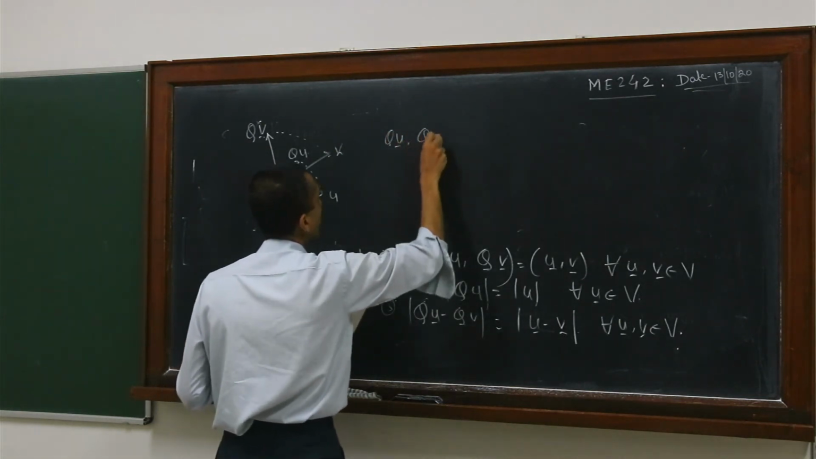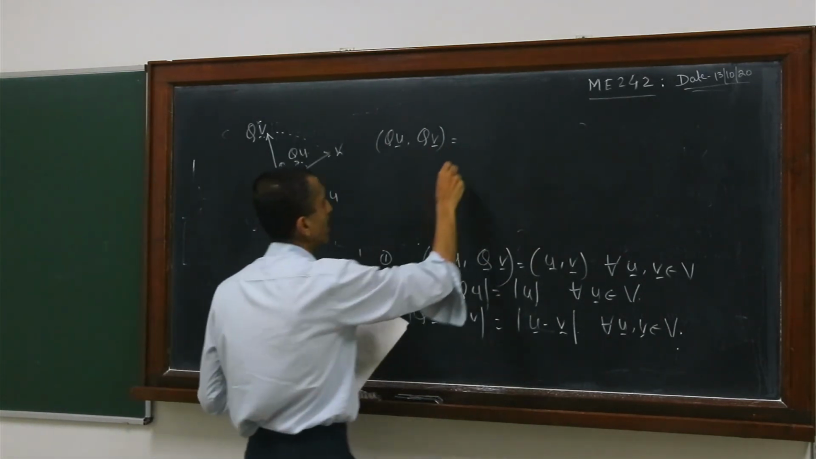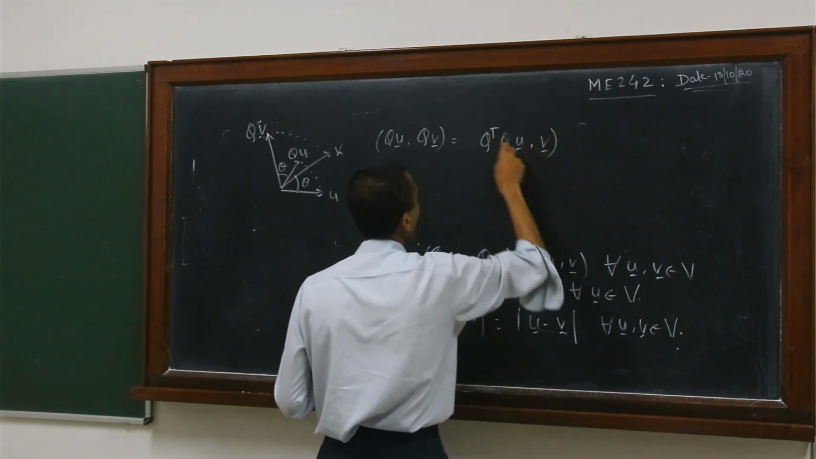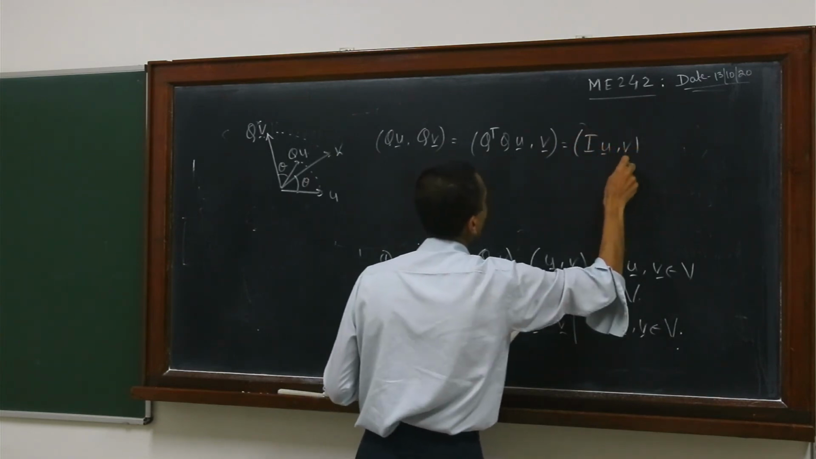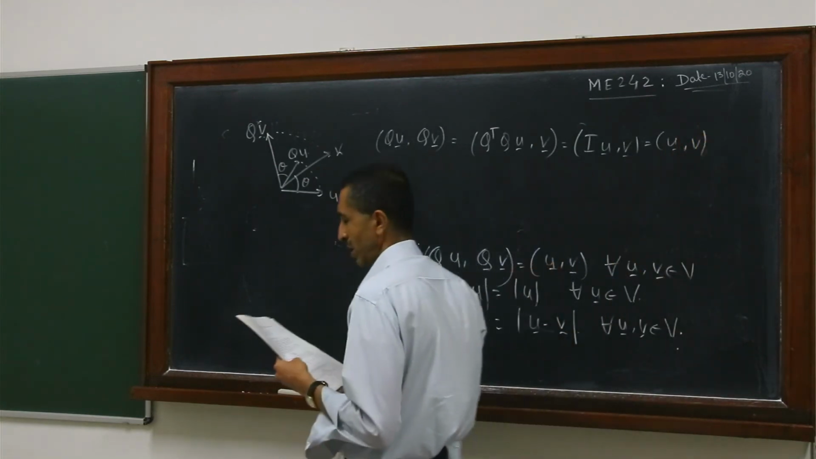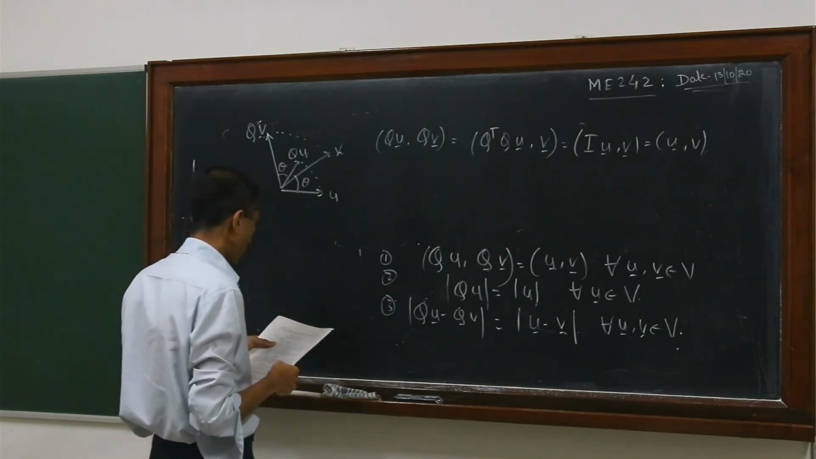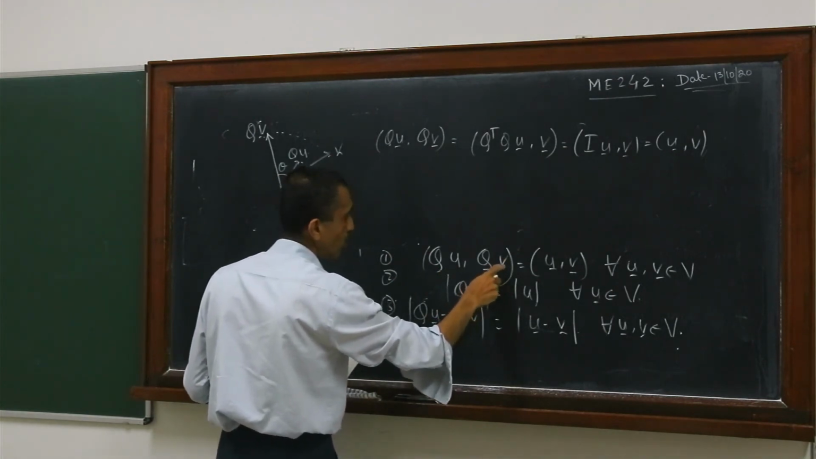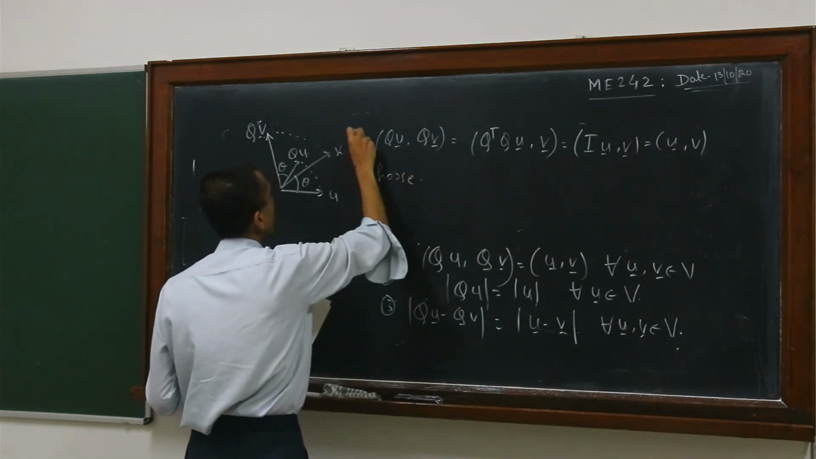So QU comma QV, if I use the definition of the transpose, can be written as Q transpose Q times U comma V. And Q transpose Q is identity. So this is I of U comma V, and this is equal to U comma V. So this is the first property here. Then if you choose U or V equal to U in this particular thing, so this is the proof for the first one.